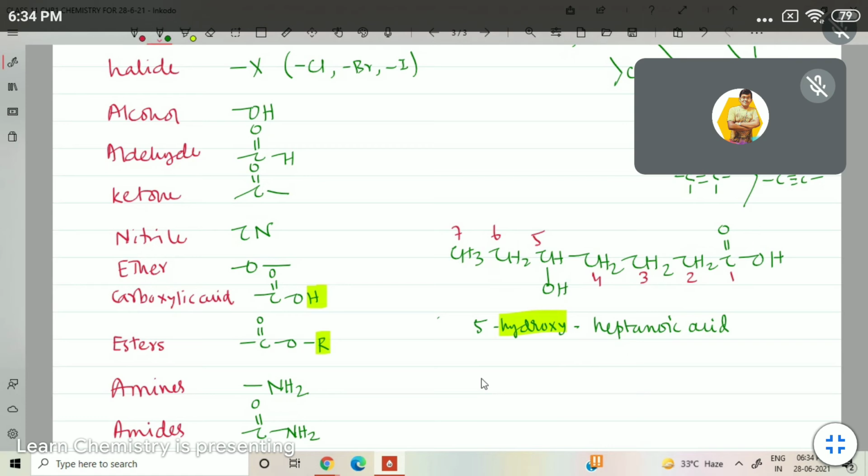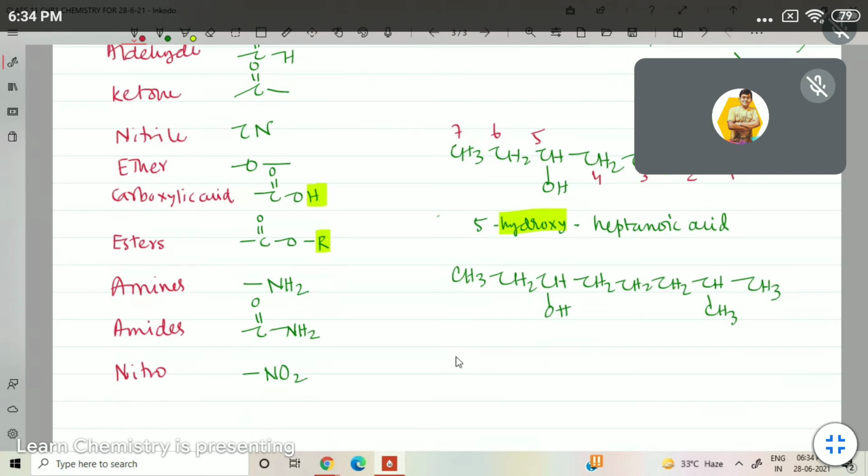Okay. Now, for example, let's take another one. This one. Now, in this case, from which side you will start the numbering? In this case, you will start the numbering from left hand side. 1, 2, 3, 4, 5, 6, 7, 8. Now you can see on the seventh carbon you have got a methyl. Okay. Now in this case, you will not write OH as hydroxy. What you will do? 7 methyl octan, right?